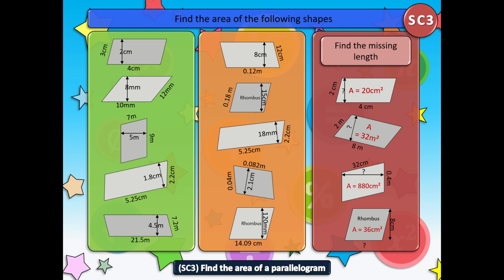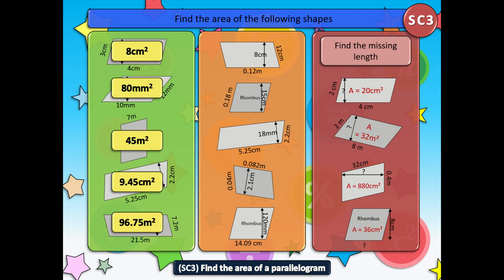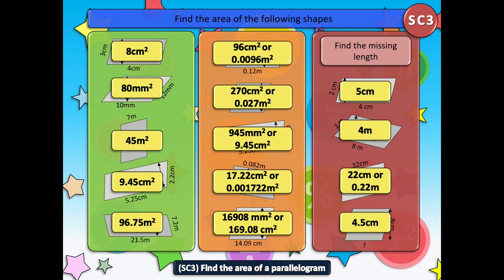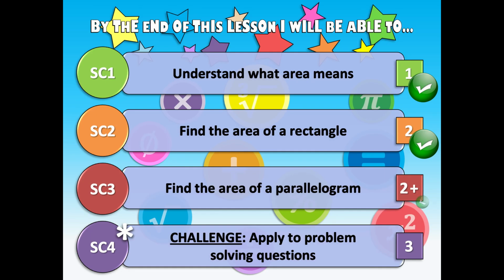Here are your answers. So there's your green answers. There's your amber answers. And there's your red answers. So now we've completed success criteria 3.